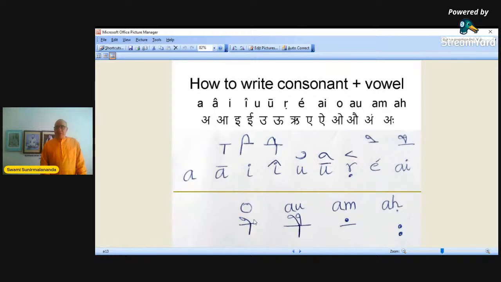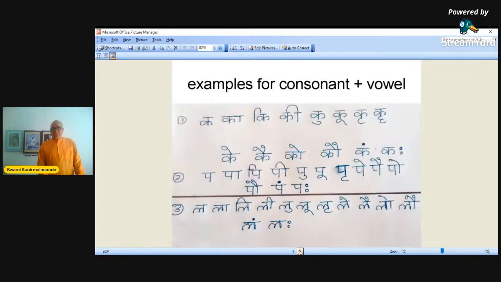For O, just a T and a peacock feather. For OW, a T and 2 peacock feathers. For a dot, 2 dots. So consonant plus the vowels, they are necessary in order to pronounce words and names. How they are written will be shown now.